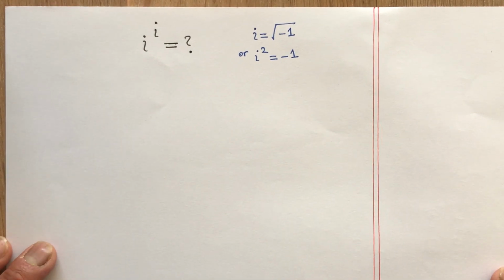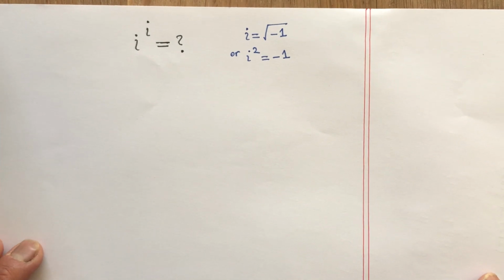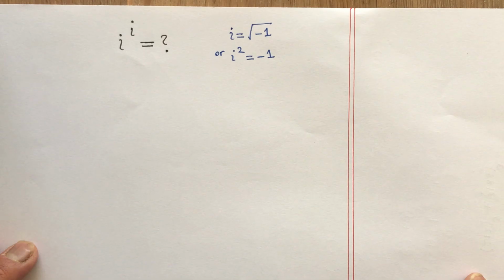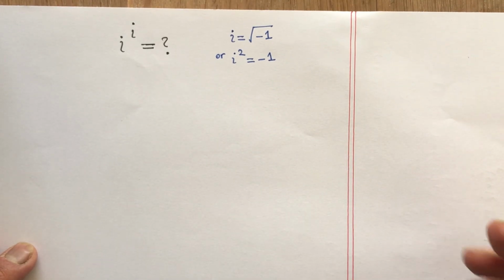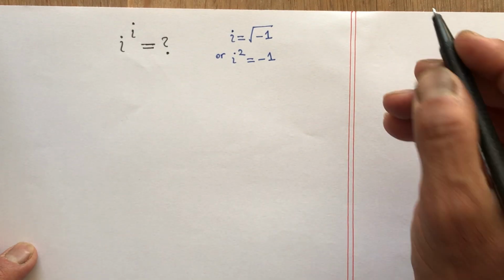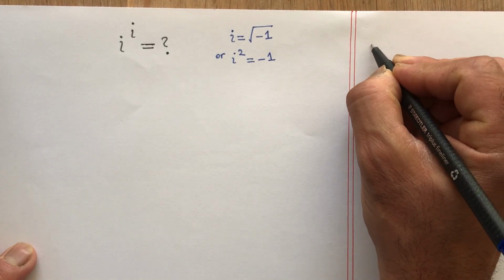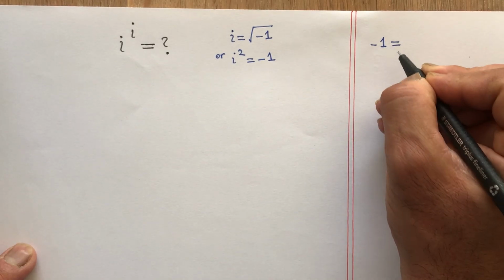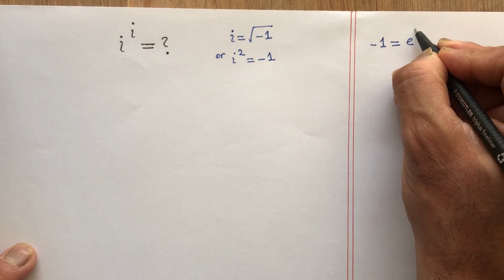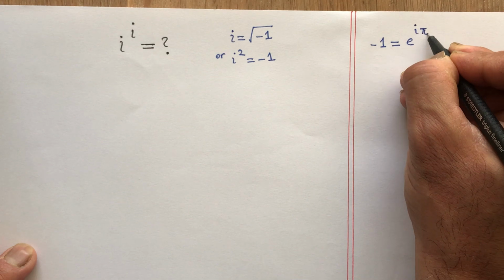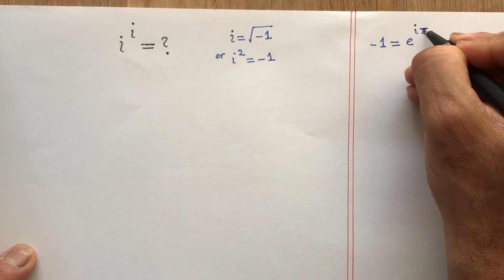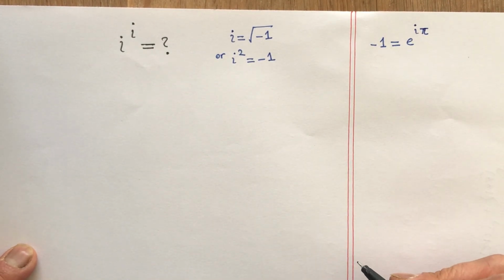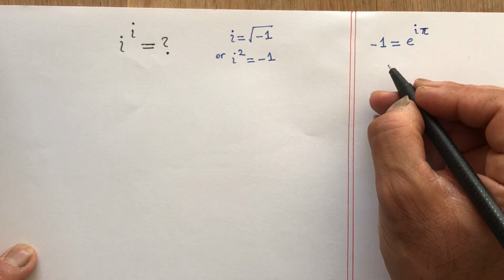As a starting point, we have to consider a helpful equation. We can prove it in other videos, but for now just accept this formula. -1 is always equal to e to the power of i pi. e is the Euler constant and pi is the pi number. You know about pi from the circle.